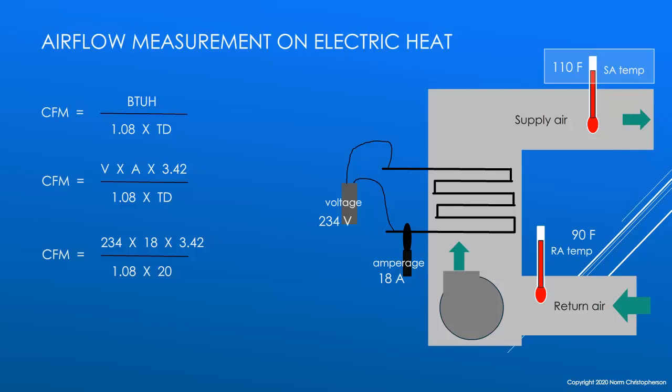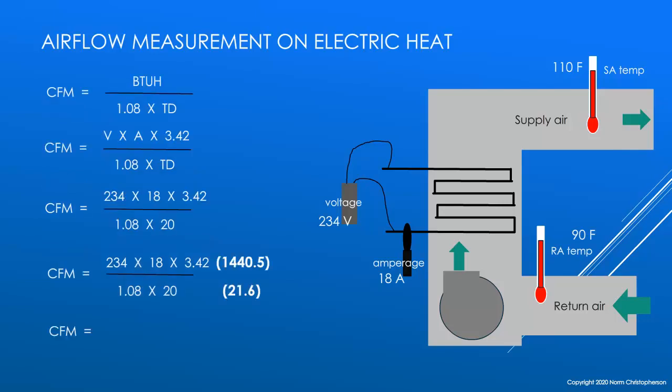We've also used a clamp-on ammeter on the coil of the electric heater, and we've measured 18 amps there, and we measured the incoming voltage at the heater of 234 volts. We put those numbers into the equation over on the left, and we have 234 volts times 18 amps times our conversion factor of 3.42 BTUs per watt. And on the bottom, we have our number 1.08 times the 20 degree differential in air temperature.